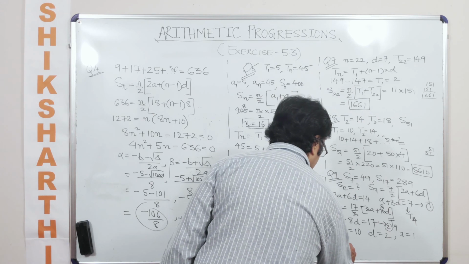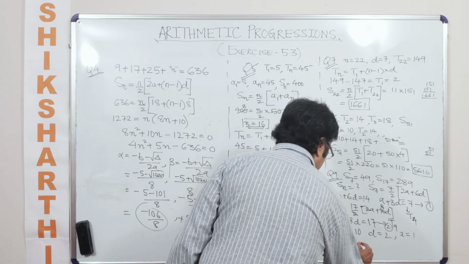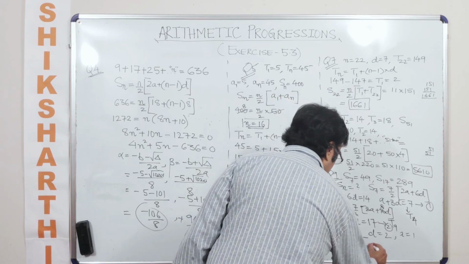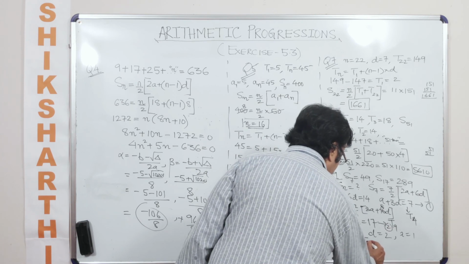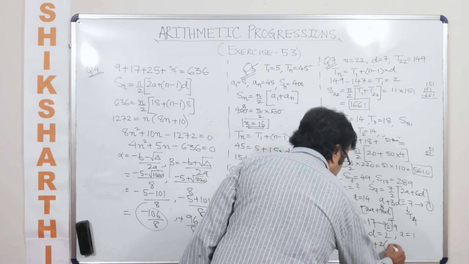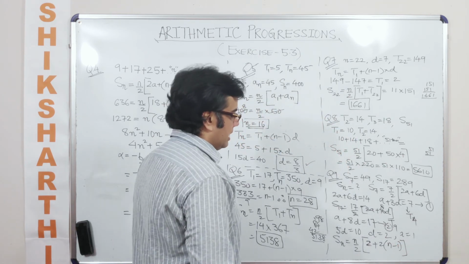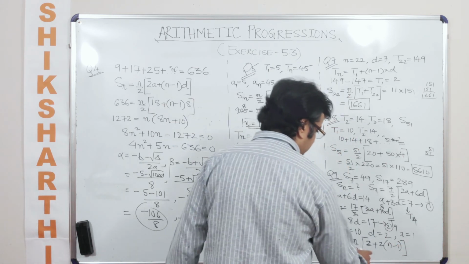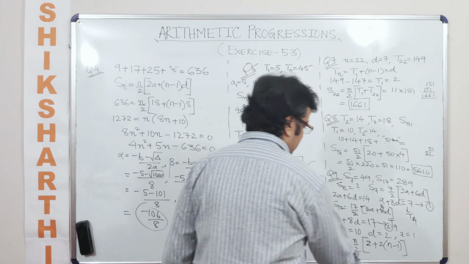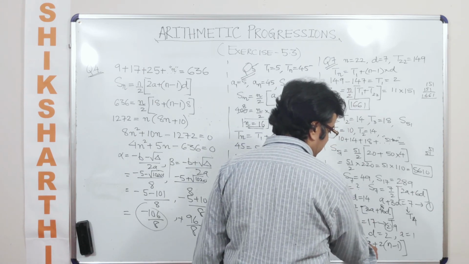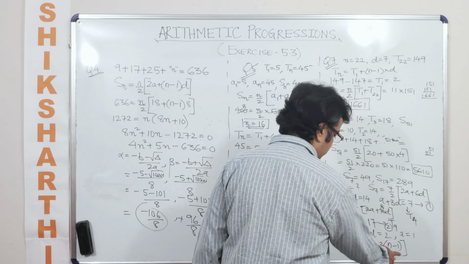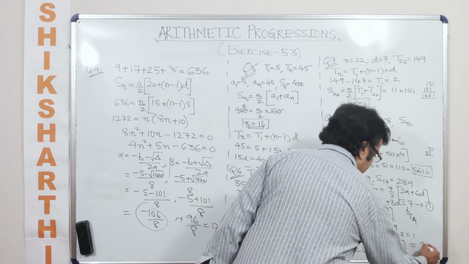So the sum for first n terms is nothing but n by 2 times of 2a, which is 2, plus n minus 1 into d. And which eventually you can say. So now when I see this is 2 plus 2n minus 2, which can be written as 2n only. So this is n square.